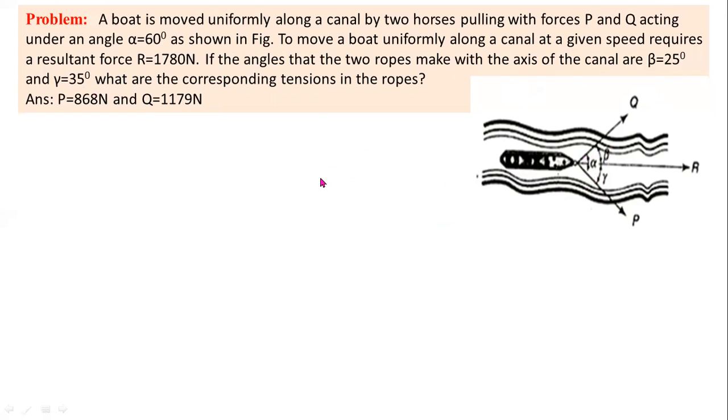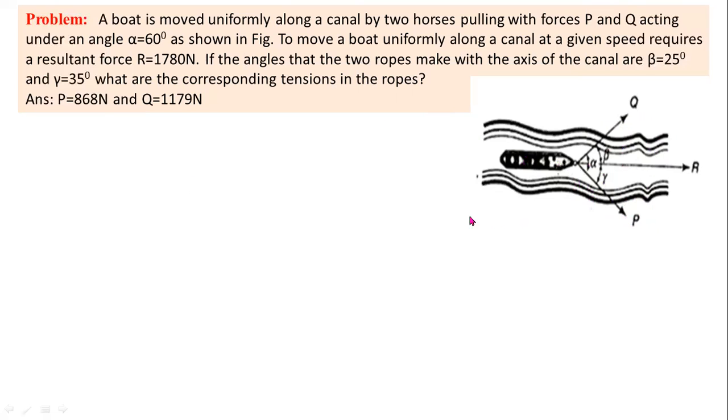From the question you have to find out the magnitudes of P and Q. Here P and Q are the two forces acting on the boat. We don't know the values of P and Q. By using the given data, you have to find the magnitude P and magnitude Q. These two are the two pulling forces.